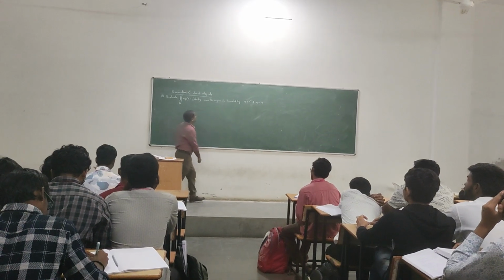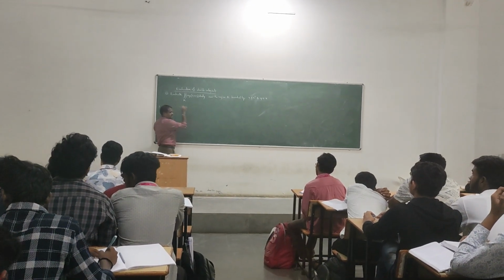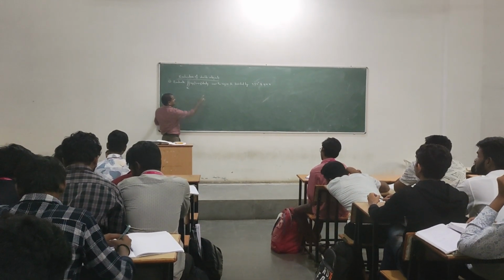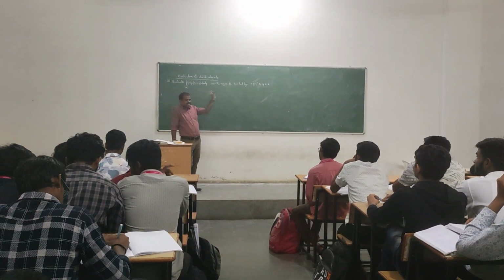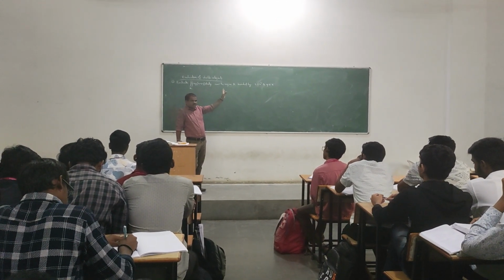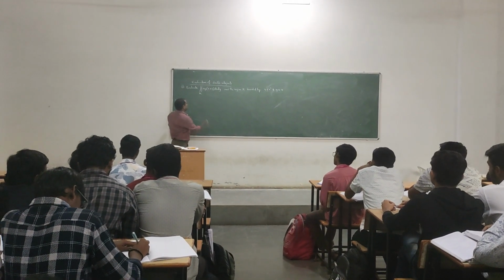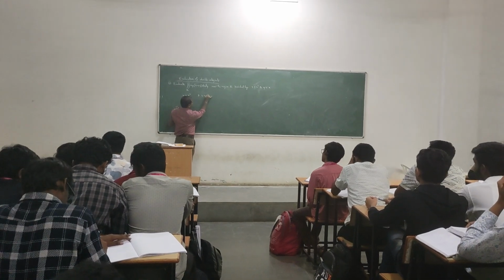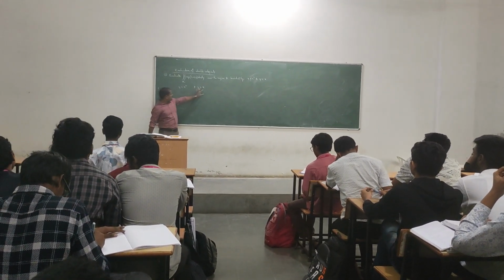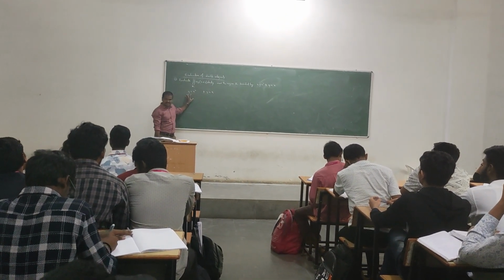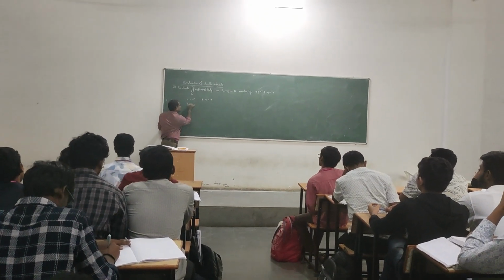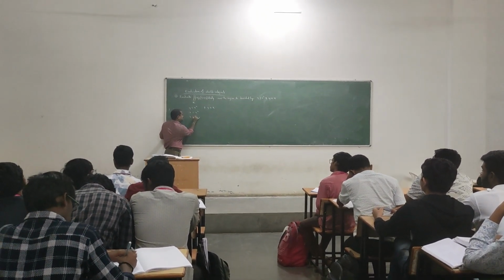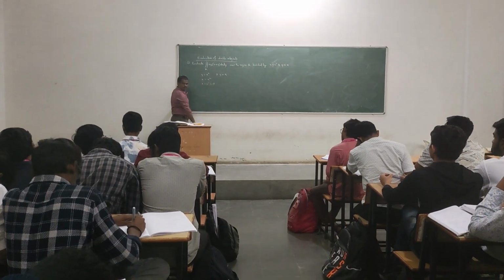Now, first we have to find the limits. For that, we take the intersection of both the curve and the line. Here, y is equal to x square and y is equal to x. Now, by substituting y is equal to x, we get x is equal to x square. Then x minus x square equals 0.